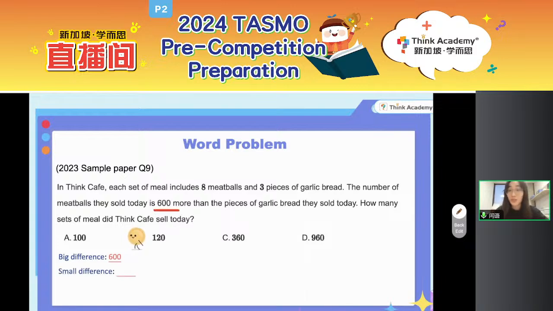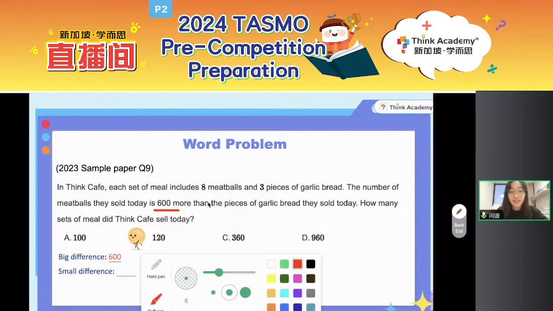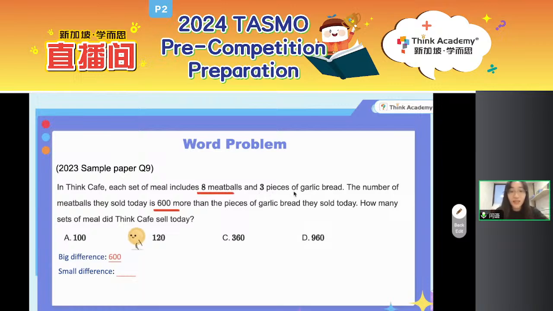And then what about the small difference? That is, in one set, there are 8 meatballs and 3 pieces of garlic bread. So what is the small difference? That is 8 minus 3, which is 5, right? Very easy, the calculation part. So following this, big difference divided by small difference, what can you get? You will get the number of groups, the number of sets. That is 600 divided by 5, and then you will get 120.